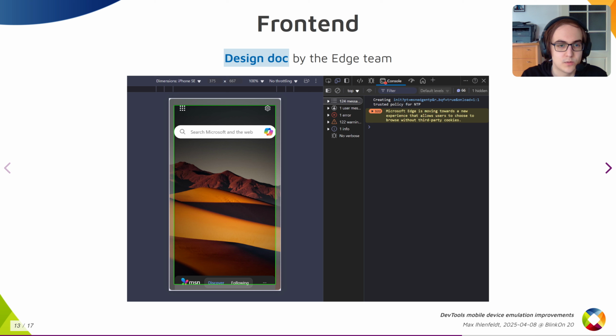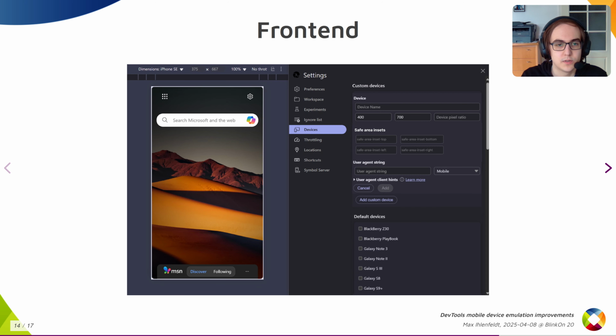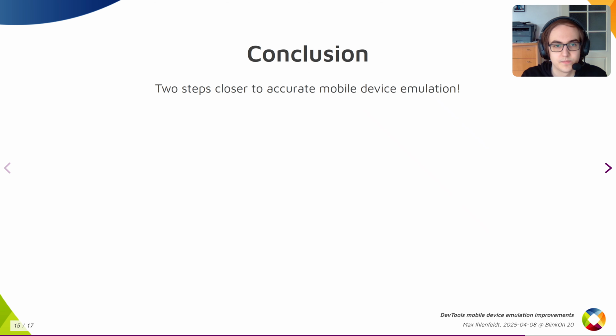And this is the current mockup for showing you the safe area insets for a predefined device, but it's also possible to add a new device with custom safe area insets. So together, we are now two steps closer to accurately emulating mobile devices on desktop machines.